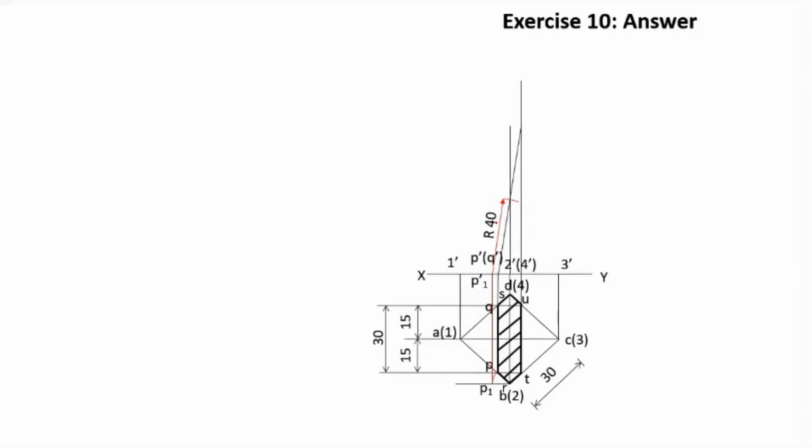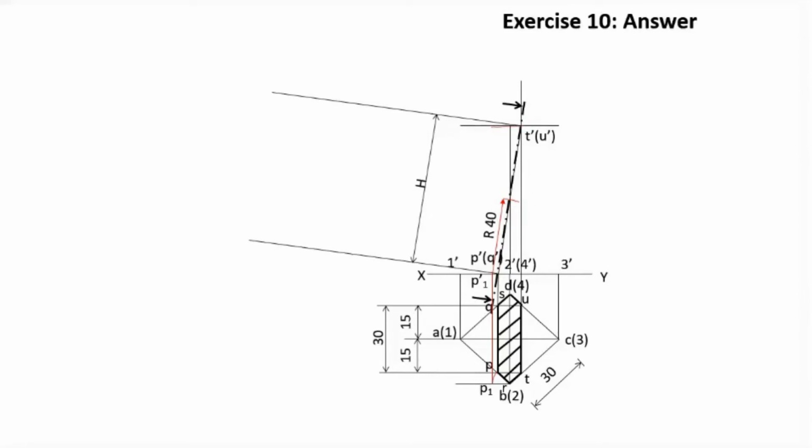Now what we do is we join this point P dash, Q dash and R dash, and we extend the line such that it intersects the projector through T and U, and that particular point will be T and U. So this is our section 3. This is T and U, and the height of the prism is the distance from here. The prism should be ending here.